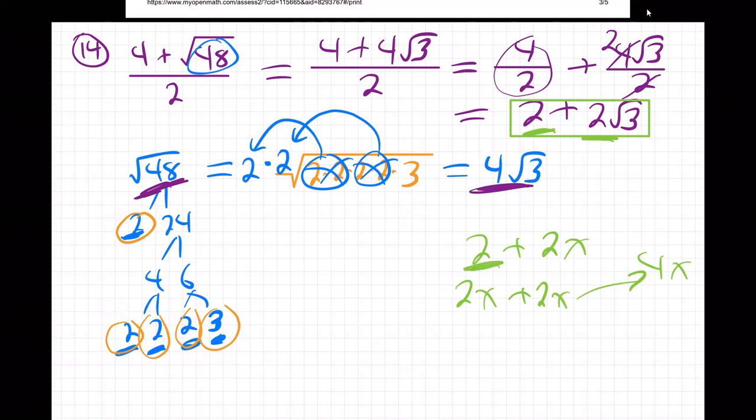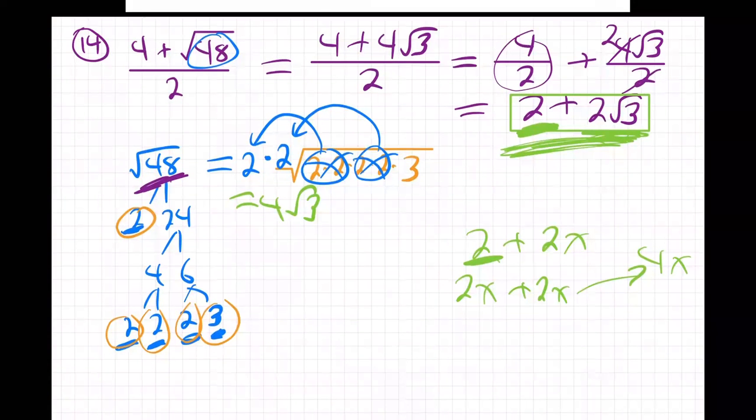So these are unlike terms. If one of the terms is just a plain number like 2, and the other has a square root like 2 root 3, they're unlike terms and they cannot be combined or added. So I'll move this here so it doesn't look like that's the answer. So this is the final answer right here.